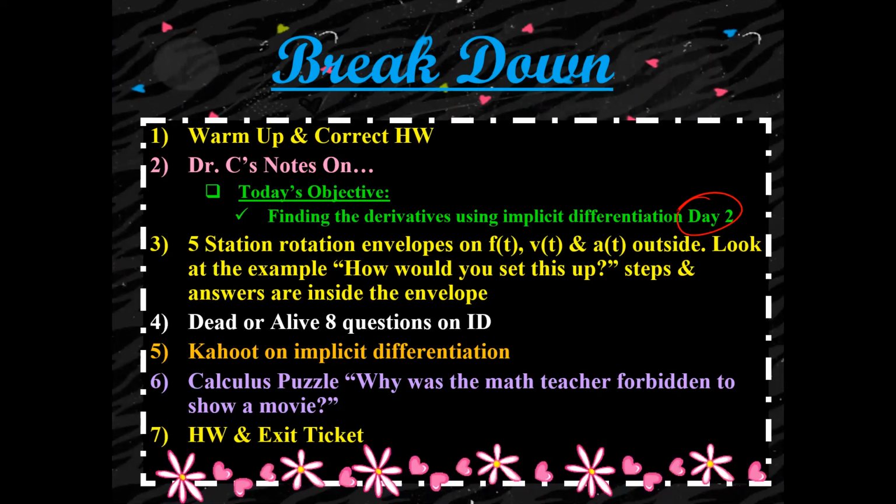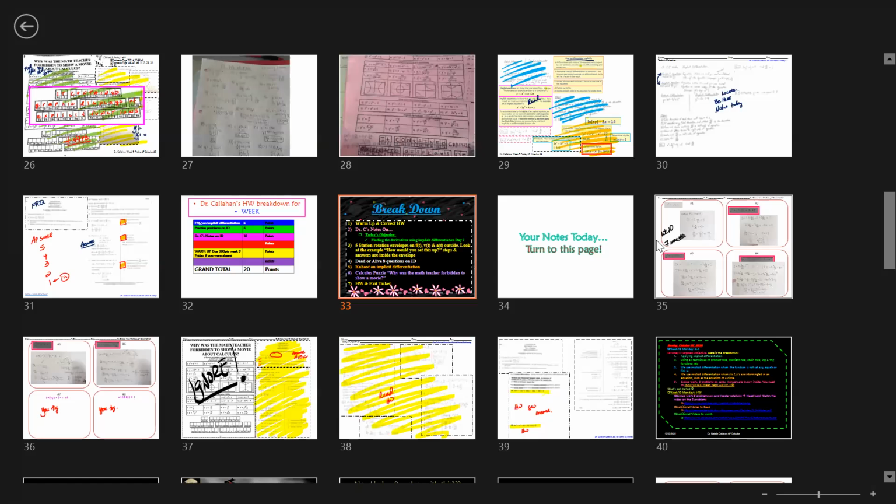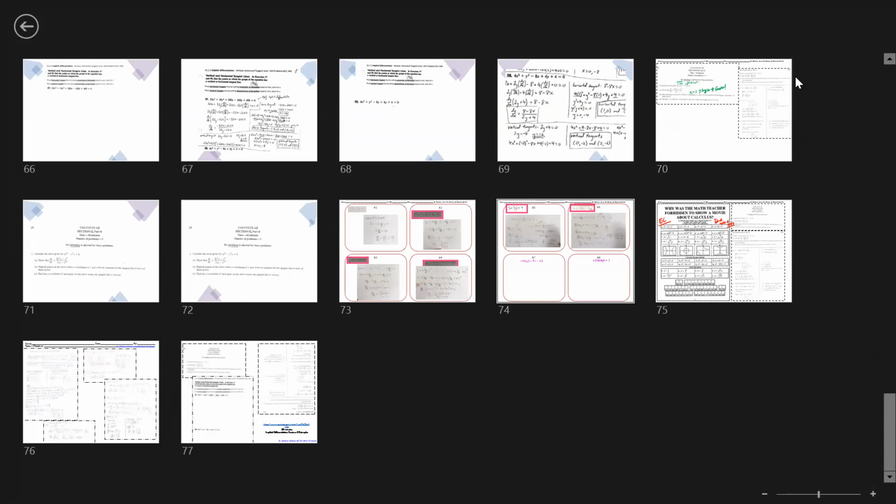I have a few things for you to work on in class with the station rotation, and also the calculus puzzle. Why was the math teacher forbidden to show a movie? We started this last time, but we didn't have time to finish it, so we will keep going with that. And then I have a dead or alive question on implicit differentiation. With that said, let's jump right in. For today, you should have the following available to you. First things first, let's take a look at the breakdown.